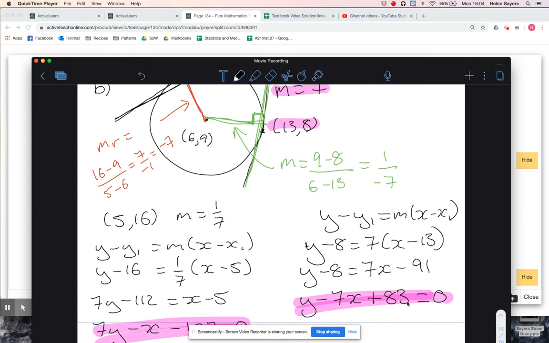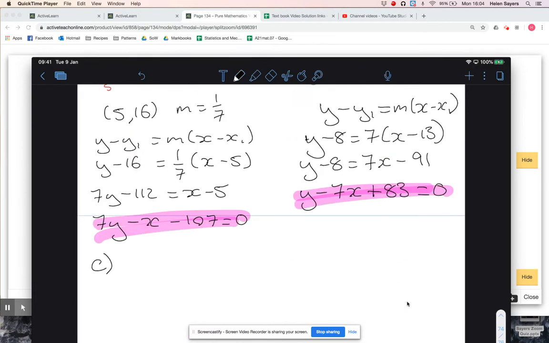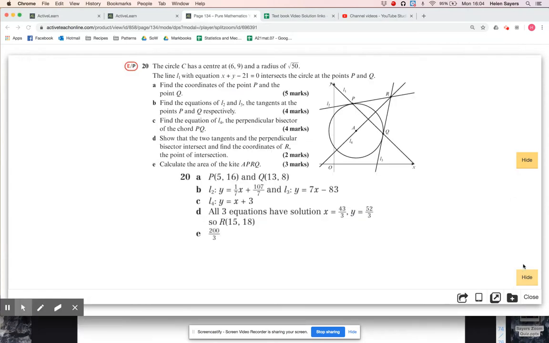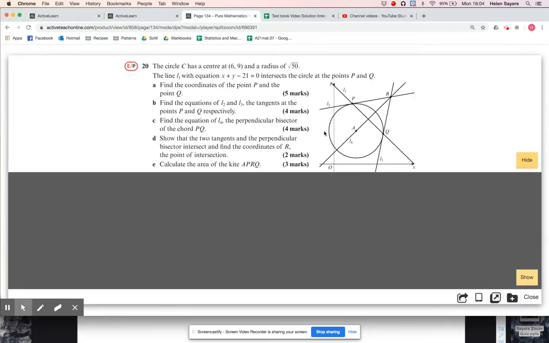This is quite a long question, this one. Okay, so find the equation of line 4. Crikey, where's line 4? Right, so line 4 is this one going through the centre of the circle. Perpendicular bisector of the chord PQ. Okay, this question really is just a test of endurance, I think. None of the individual bits so far have been that bad. It's just keeping going with it. Okay, so there's P and there's Q.